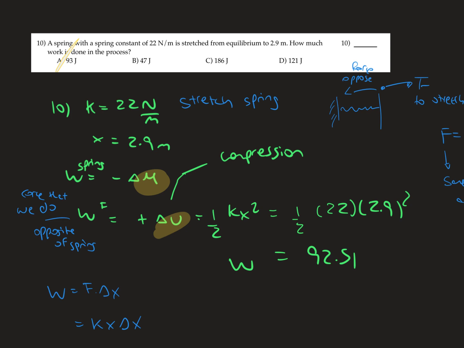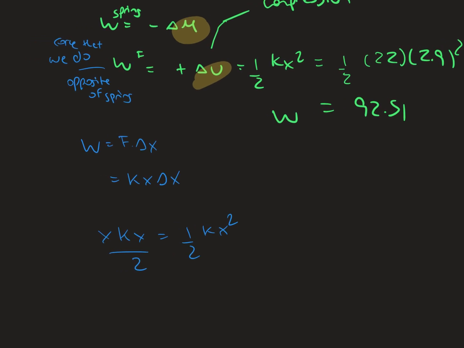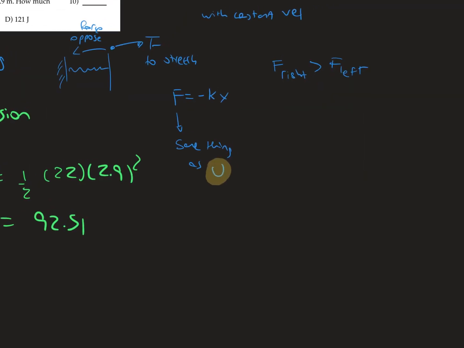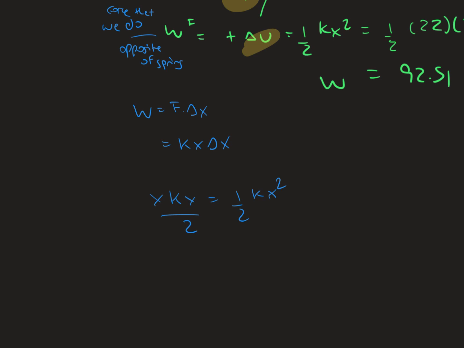But we need to find the work of the force that is stretching the spring, so it's going to be positive delta U. Now the formula comes from the work being the force times the displacement. And F we can represent as kx, as we saw up here, and then we multiply by delta x. So we get x times kx divided by 2, being equal to 1/2 kx squared, which is the formula we're going to use.